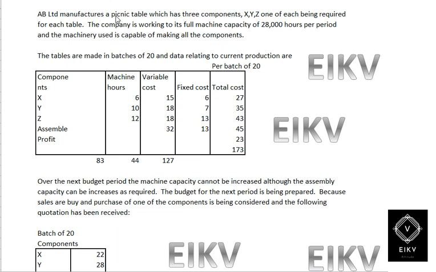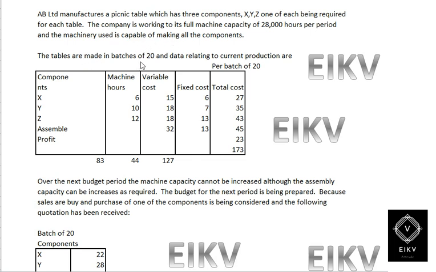So in this illustration, AB Limited manufactures a picnic table which has three components X, Y, Z, one of each being required for each table. The company is working to its full machine capacity of 28,000 hours per period, and the machinery used is capable of making all components.